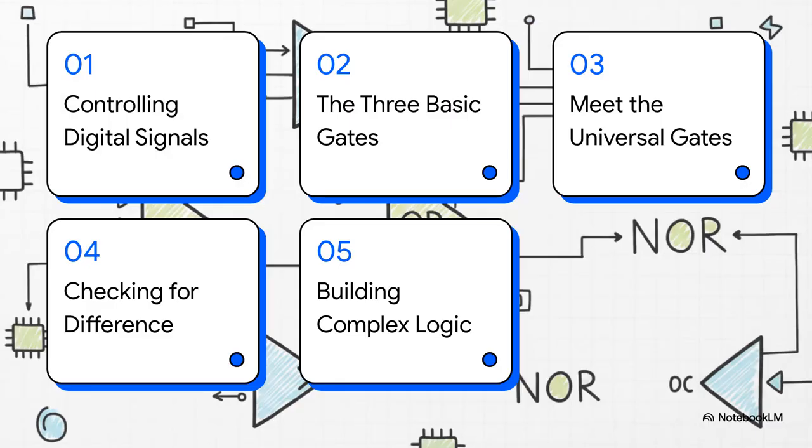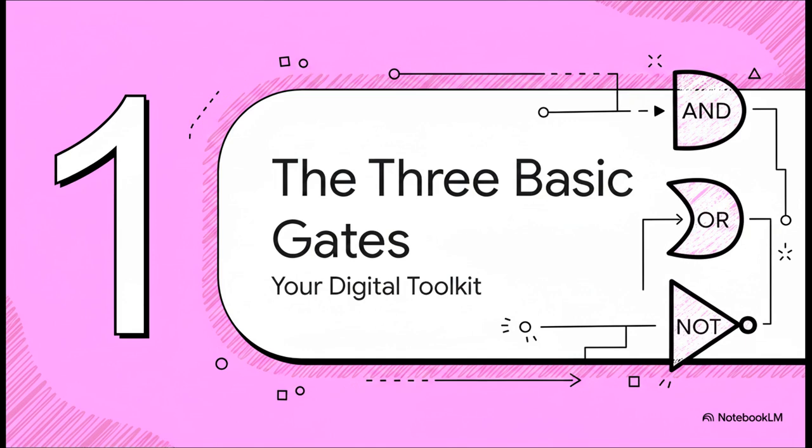So, here's how we're going to break it down. We'll start with the three most basic gates. Then we'll meet the so-called universal gates, which are pretty cool. After that, we'll look at some special gates that check for differences. And finally, we'll see how all these simple pieces get put together to create some really incredible complexity. Okay, let's dive right in and meet the three absolute cornerstones of all digital logic. This is your basic toolkit: the AND gate, the OR gate, and the NOT gate.